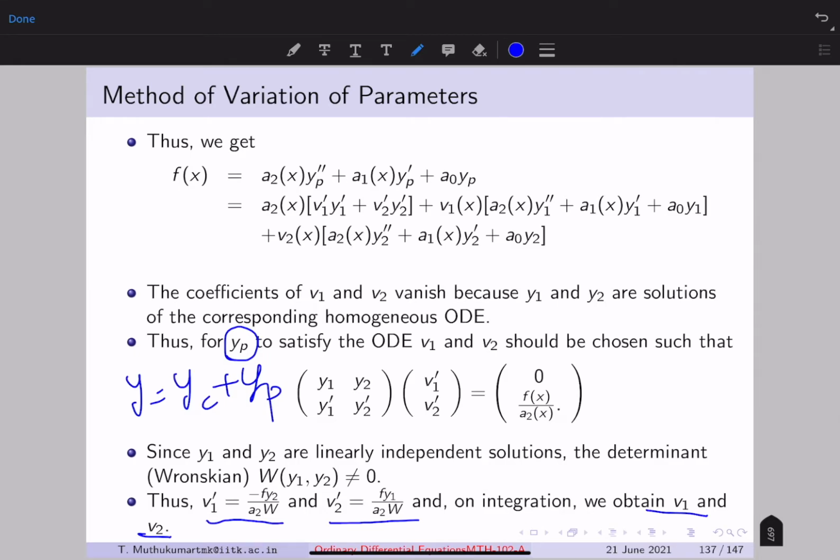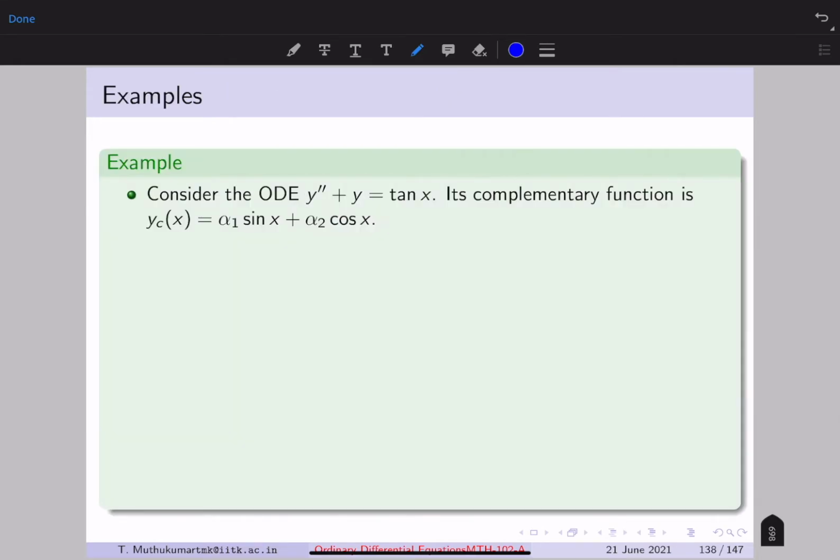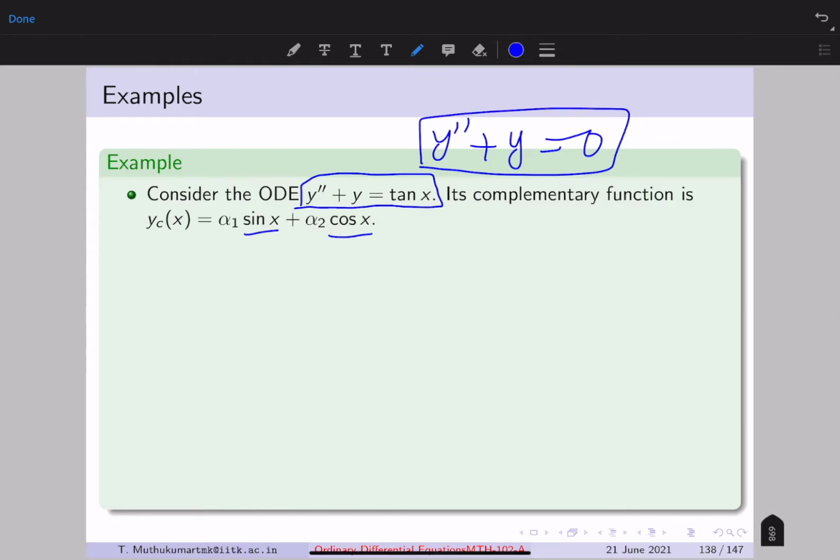Okay, so let's look at examples so that you understand better. So let's take the same equation that I said, so you cannot apply the undetermined coefficients method. Let's take this constant coefficient second order ODE, where the right hand side is tan x, which is not covered by the method of undetermined coefficients. Its homogeneous part is y double prime plus y, and this has two linearly independent solutions, which are sine and cos. So the complementary function is a linear combination of sine and cos. Okay, so far it's fine.